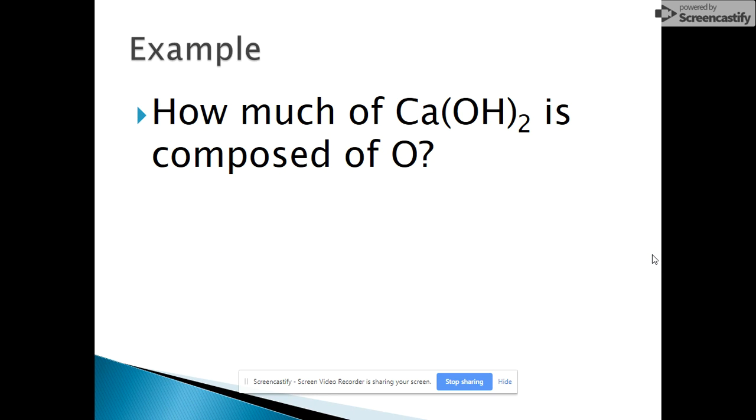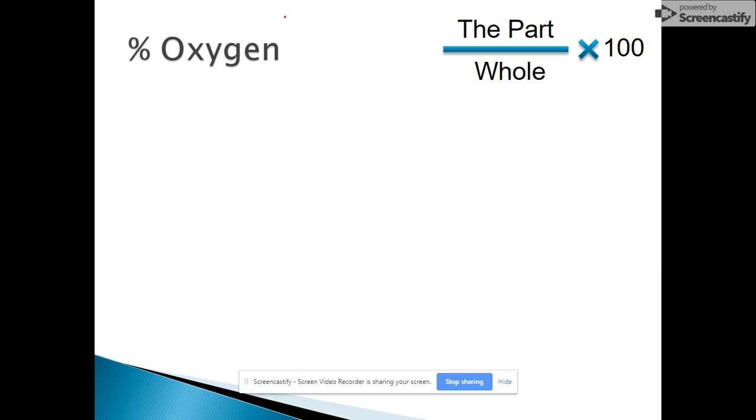Second example, how much of calcium hydroxide is composed of oxygen? So we're going to do this the same way. Calcium hydroxide, let me make sure I wrote that correctly. Yes, calcium hydroxide. First, we have to find our whole, which is the molar mass of the entire compound. Calcium, oxygen, hydrogen. We have 1 calcium. Our 2 gets distributed to everything inside the parentheses. So 2 oxygen and 2 hydrogen.